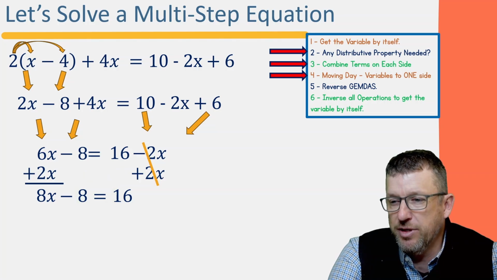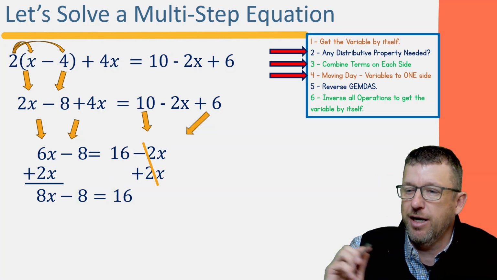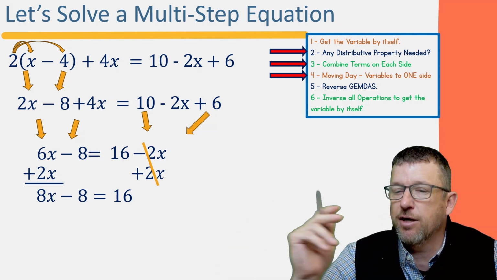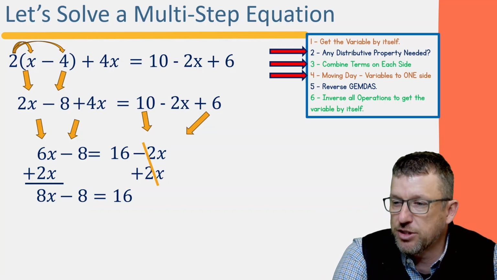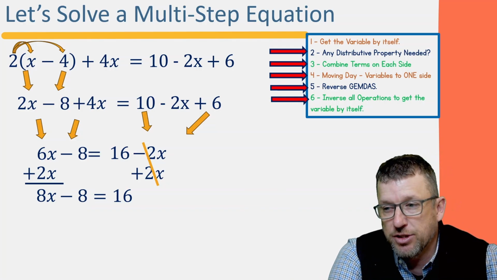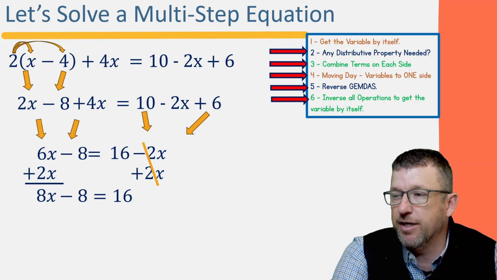So now, look at what you see there. That's a two-step equation, right? That's a two-step equation. I'm going to do this, and then I'm going to do that. If you understand two-step equations well enough, you can see it all right off the bat. But if you don't, let's just go back to reverse GIMDAs, all right? Reverse GIMDAs and inverse operations tells us to do what? Start at the bottom of reverse GIMDAs, which is addition and subtraction.